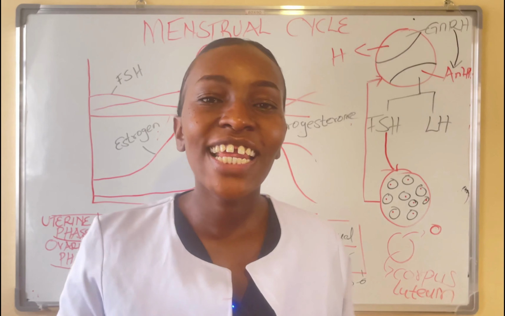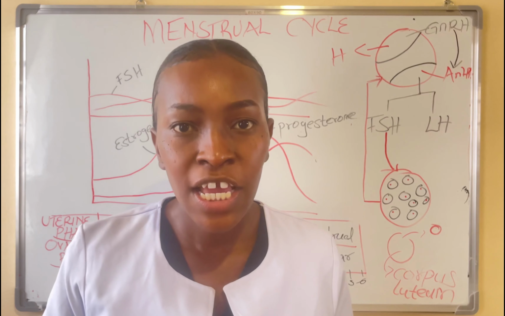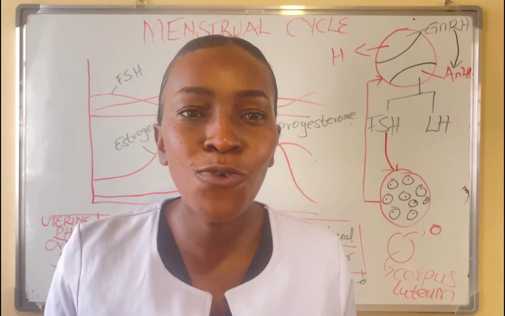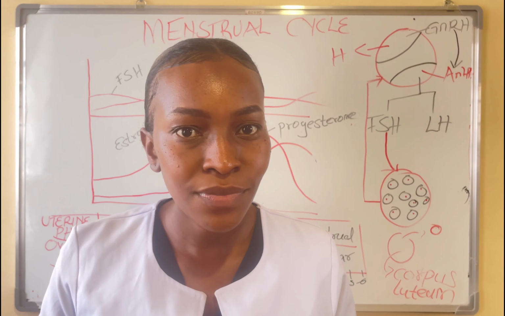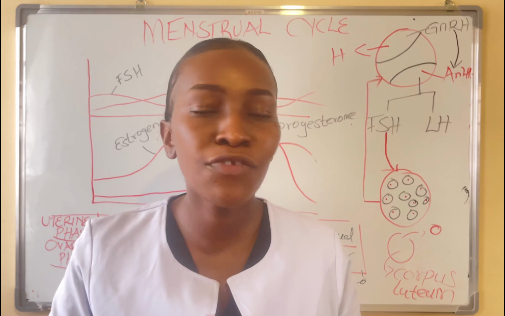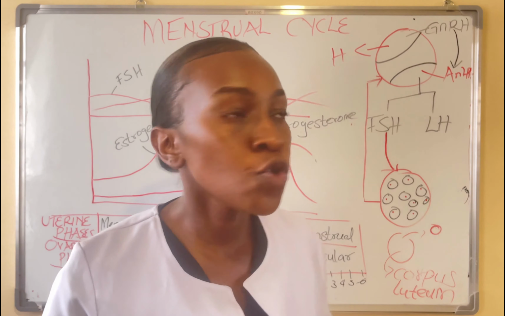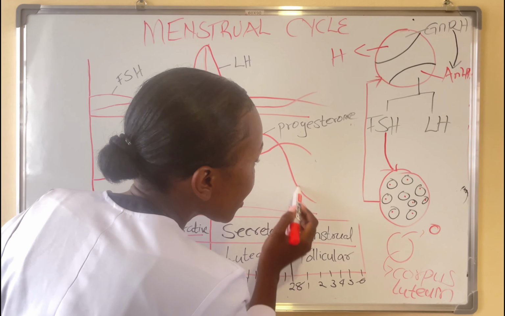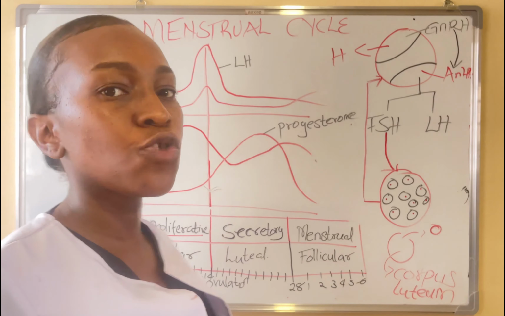But if fertilization does not take place, imagine you are the uterus and you are told, prepare, build a house, a child is coming. But there is no child. You wait for the child, you wait for the child, there is no child. So the levels of progesterone and estrogen just decrease and menstruation occurs.